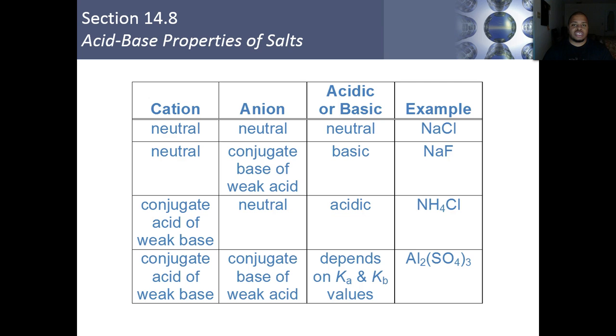And last but not least, if we have the conjugate acid of a weak base and the conjugate base of a weak acid, then we're just going to look at the Ka and Kb values. Whichever one is higher, meaning it associates more, is the one that we're going to look at. The example given here is aluminum sulfate.